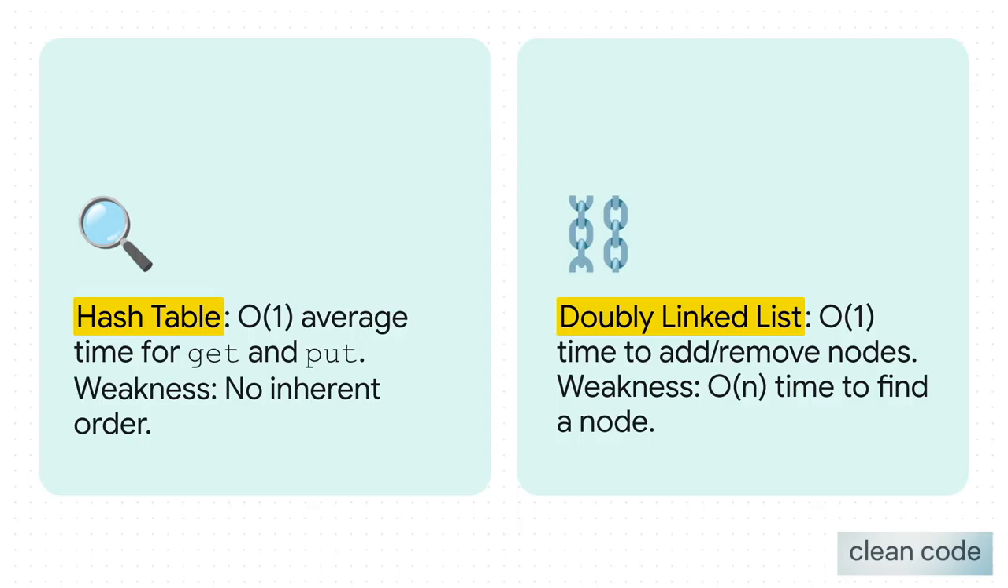On the other hand, you have a doubly linked list. It's amazing for reordering. You can add or remove a node from anywhere in the list in O(1) time, as long as you know where it is. But its weakness: finding a node takes O(n) time. So one is fast for finding, the other is fast for moving. They are a perfect match.